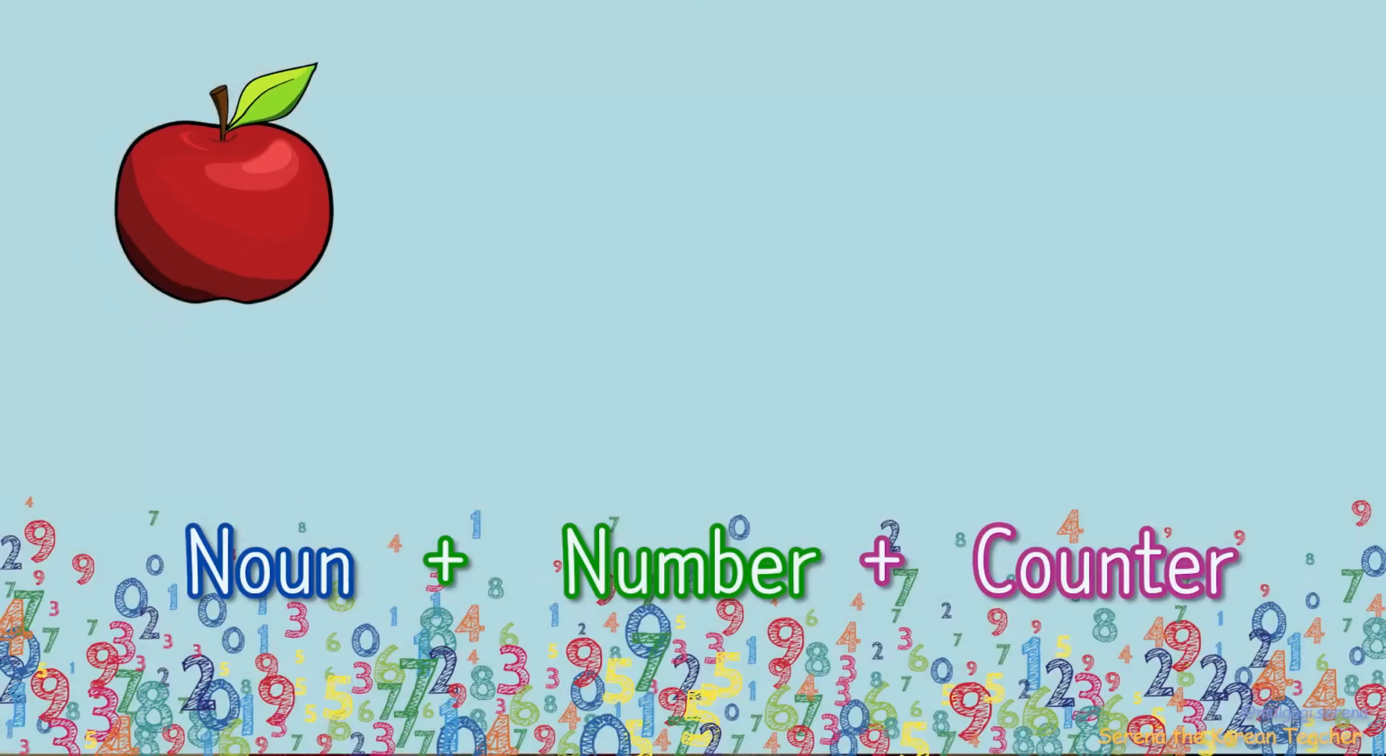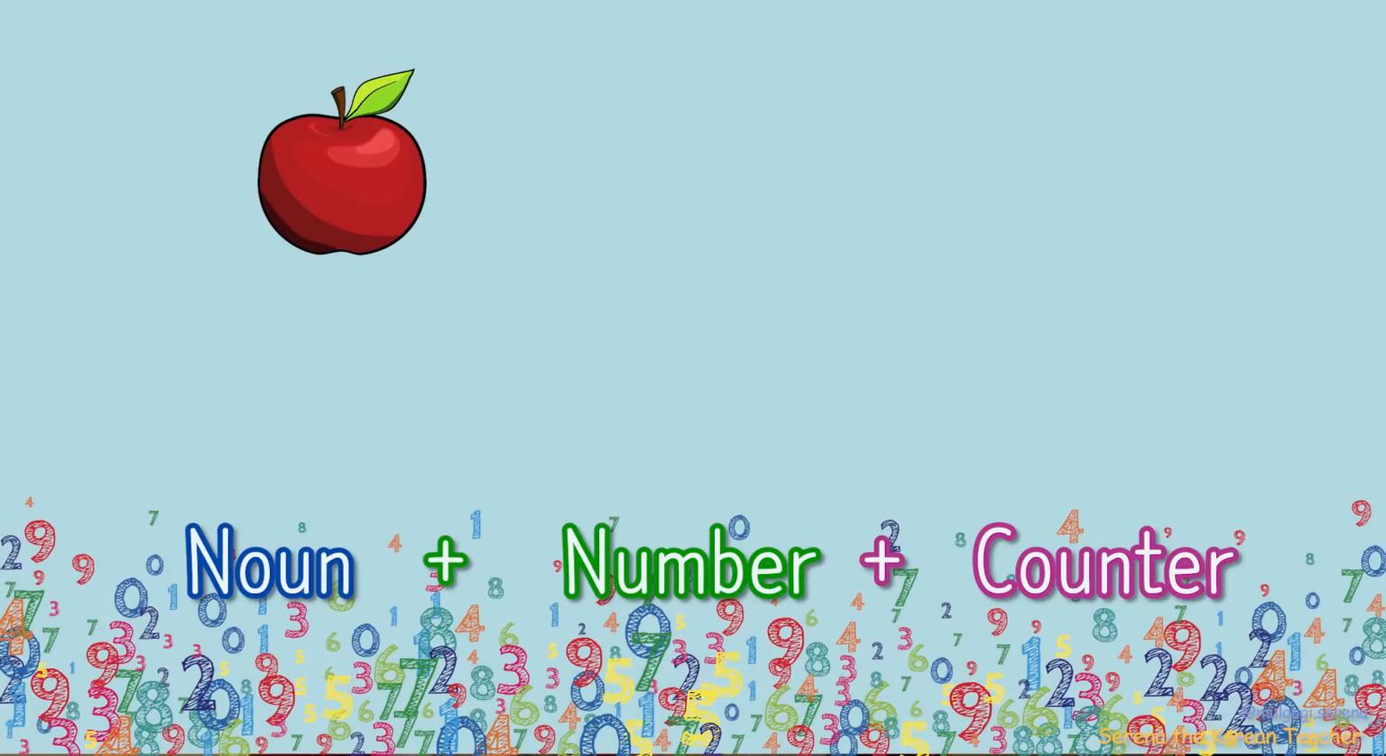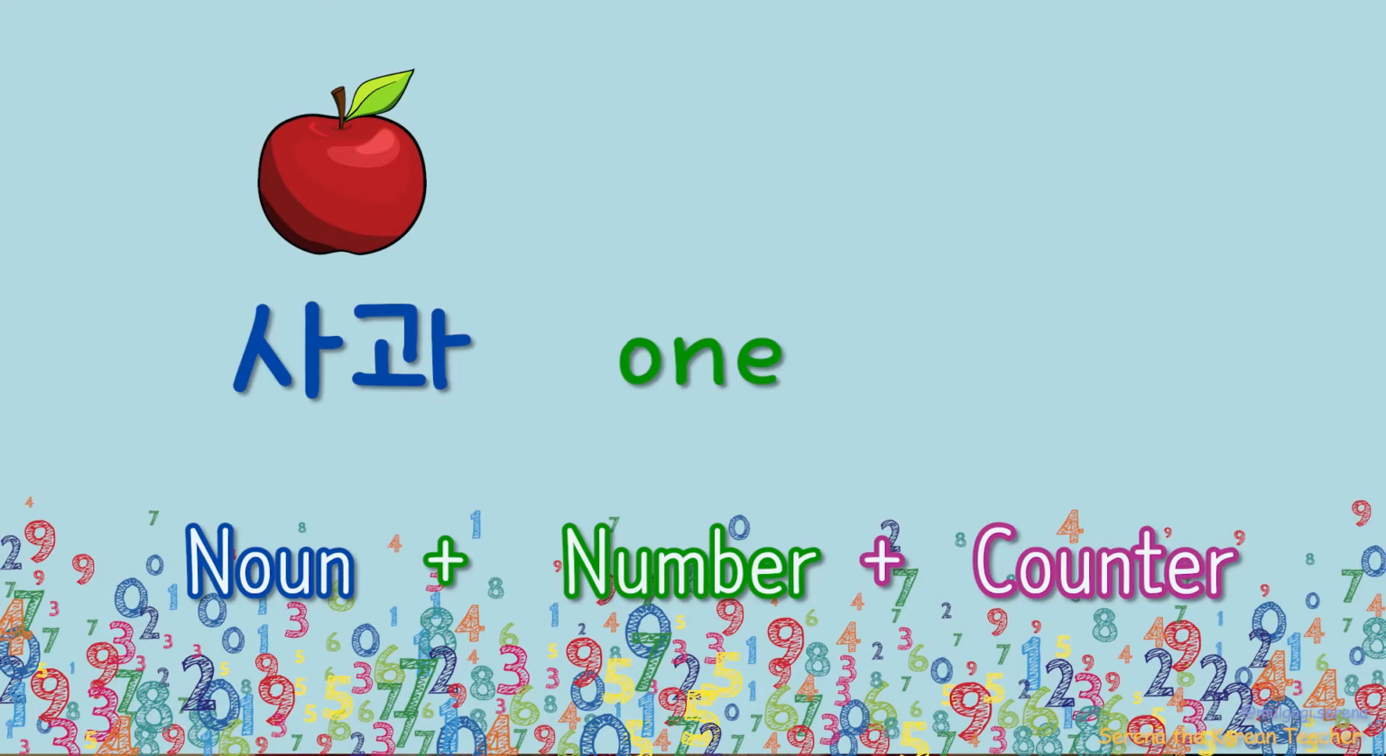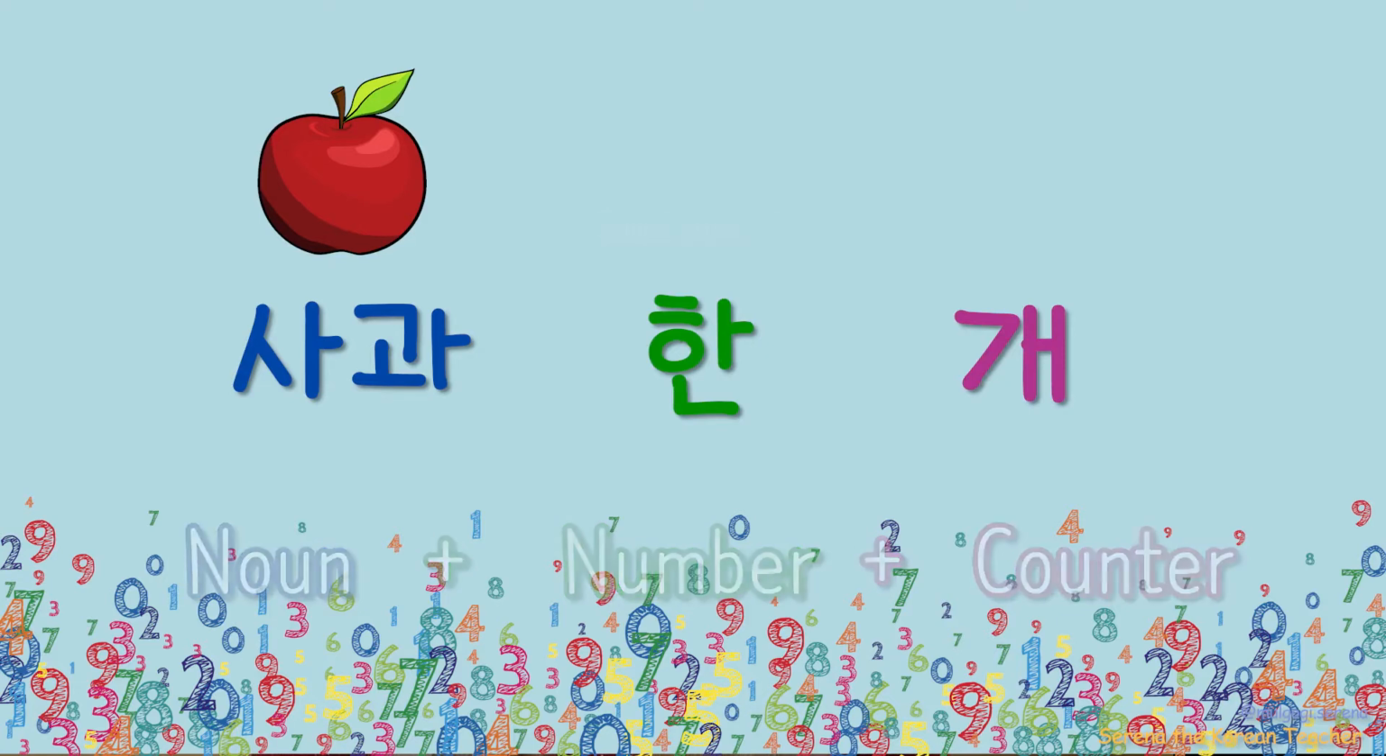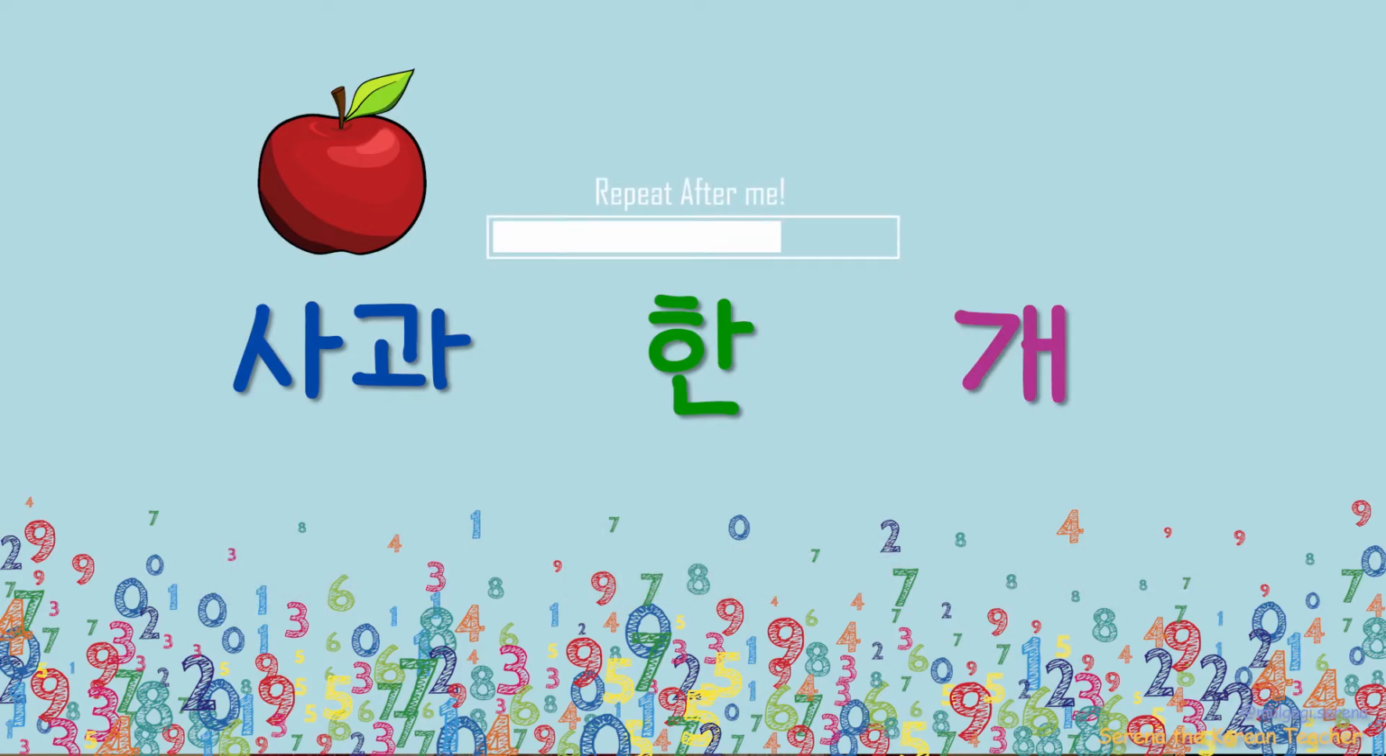The most general counter in Korean is for counting any type of object, okay? So object counter is 개. So let's say one apple. How do we say apple? We need to put the noun first, so we put 사과, one, 한 개. 사과 한 개. Don't forget, we have to put a space in between those words. Don't forget that. So let's move on.